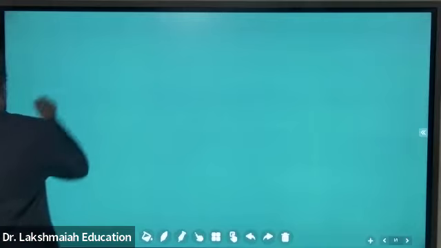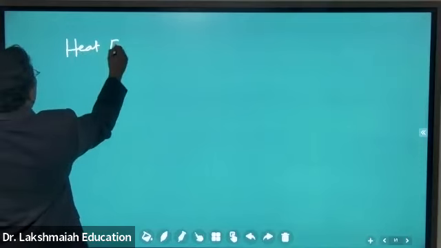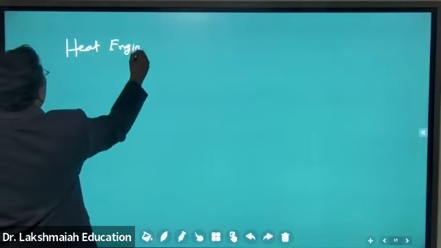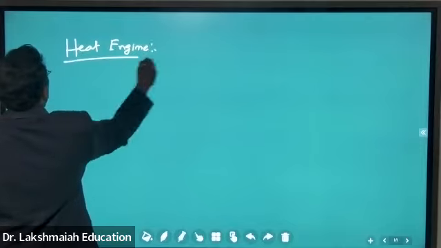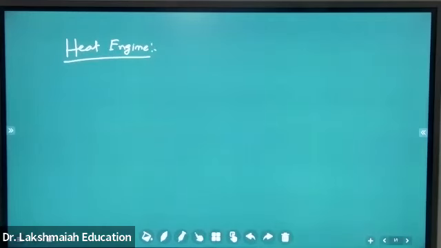Right. Now you take heat engine. Today we'll finish the heat engine. Carnot engine is the heat engine. Please write that. Heat engine means, definition you can write: a device.